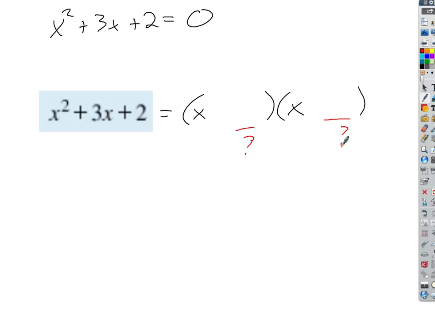So the pattern was, whatever those magic numbers are, they're always going to multiply to the constant. And they have to add to what? They're going to add to whatever the coefficient of x is. So they're going to multiply to positive 2 in this case, and add to positive 3. What two numbers multiply to positive 2 and add to positive 3? 2 and 1, yeah. So the answer is just plus 2 and plus 1.